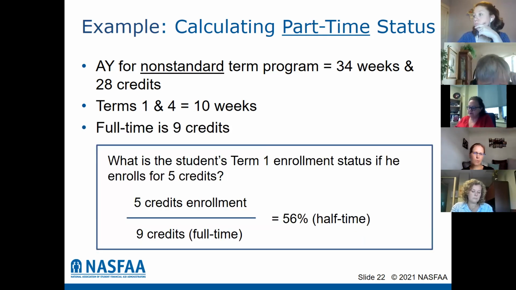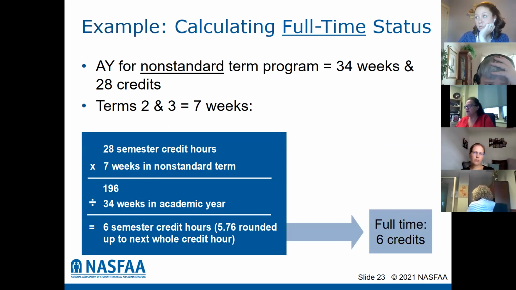Like I said, I'm going to go through these pretty quickly. Let's calculate a part-time status. Academic year, 34 weeks and 28 credits. Terms 1 and 4 equal 10 weeks. Full-time is 9 credits. So what is the student's term 1 enrollment status? If he enrolls for 5 credits, you take the 5 credits, divide it over the 9 credits, 56% is going to give you half time. Like I said, you're probably not going to use these.